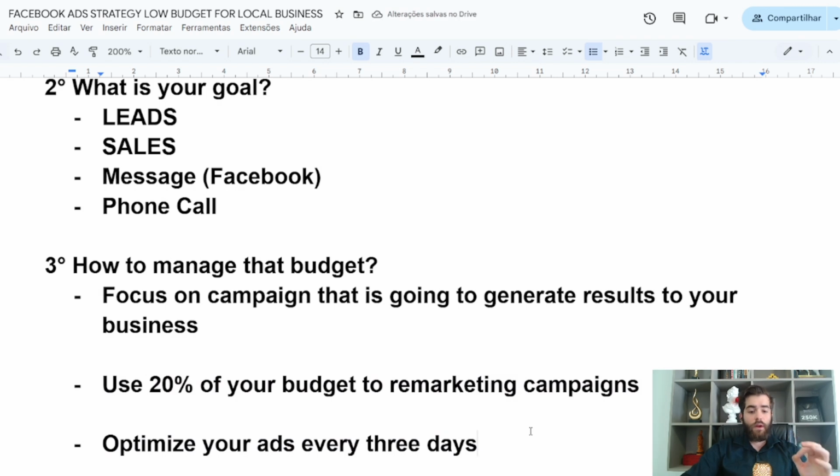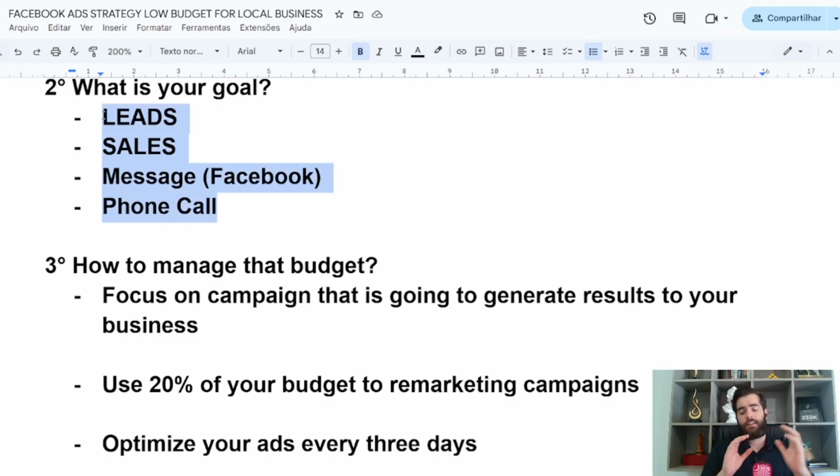And the third thing I wanted to say is that you have to optimize your ads every 3 days. You don't have to waste so much time trying to optimize your campaigns every day, because you don't have so much budget. You are not making a lot of numbers. You are not generating a lot of data to make good optimizations. But you can wait at least 3 days to see the results, see what's going on in your campaigns, and if you got any one of those results right here.